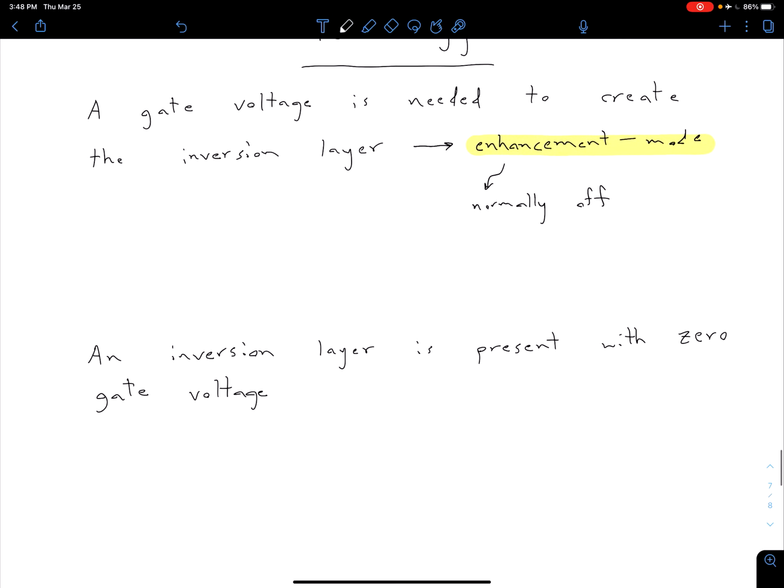So the opposite case would be if an inversion layer is present even though we have zero gate voltage applied. And so this is going to be called a depletion mode device. And so again, typically we're going to be dealing with enhancement mode devices, but you will probably at some point come across a depletion mode device. And so we could also think of these as being normally on.